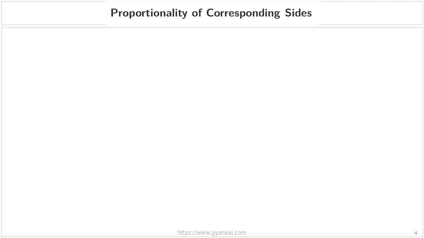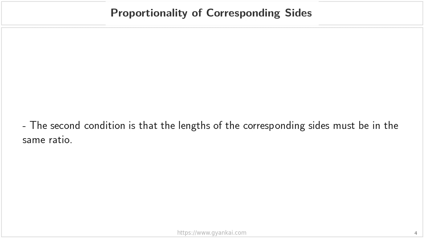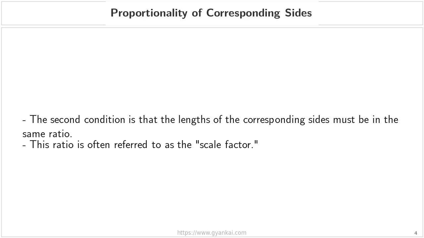Proportionality of corresponding sides. Now that we have established that the angles must be equal to maintain the same shape, we need to look at the second essential condition. It isn't enough to just have the same angles. We also need to ensure the sides are scaled correctly. The second condition is that the lengths of the corresponding sides must be in the same ratio. You might hear this ratio referred to by another name, the scale factor. Think of this as the multiplier that grows or shrinks the triangle.